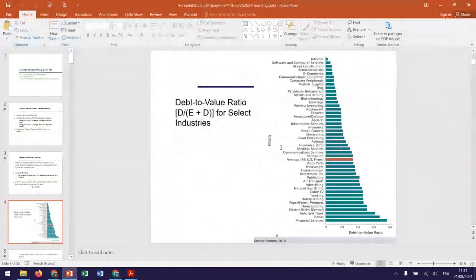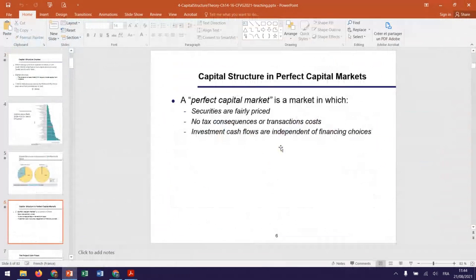Okay, the perfect capital market is here. The securities are fairly priced. It is a capital market where there is no tax and no transaction costs. There is no investment; the investment cash flows are independent of the financing choices. This is the definition of the perfect capital market.